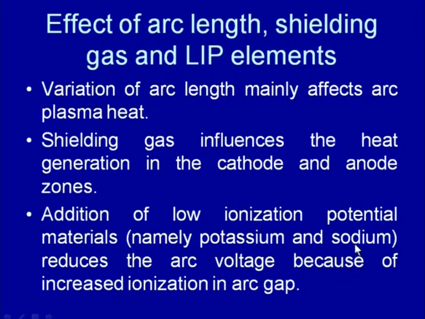The addition of low ionization potential elements like sodium and potassium in the electrode coatings or in the flux reduces the arc voltage, because these elements provide easy release of free electrons after ionization in the arc gap. The presence of a large number of charged particles in the arc gap decreases the resistance for the flow of current and increases the electrical conductivity, and so the arc voltage decreases when low ionization potential elements are used with the electrode coatings.